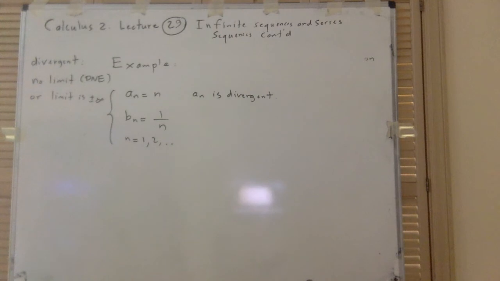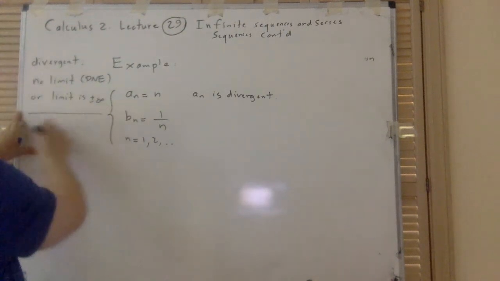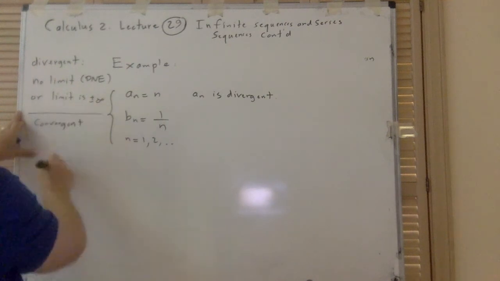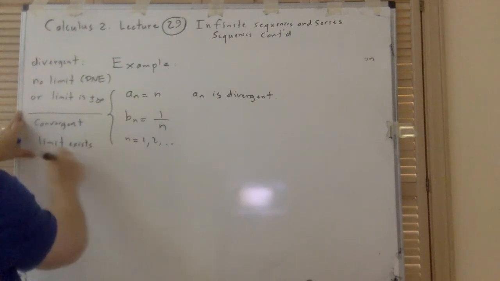This one, most often, divergent is used for this one. This one is where the limit exists in a sense, but it's not a finite number. So divergent is used for this. And convergent, as you can guess, convergent means the limit exists and is finite.